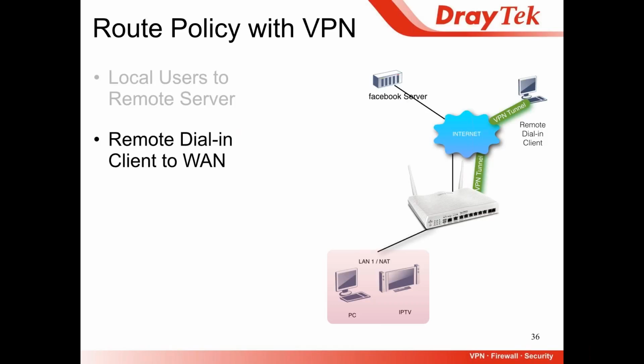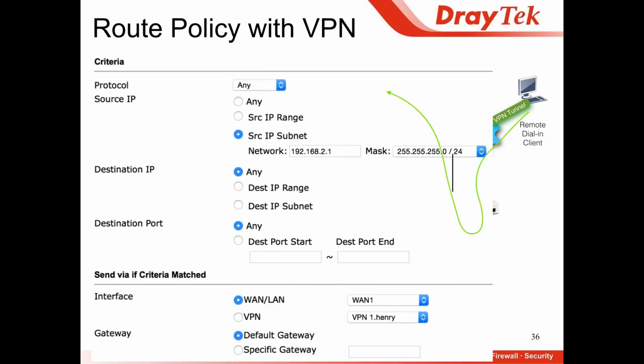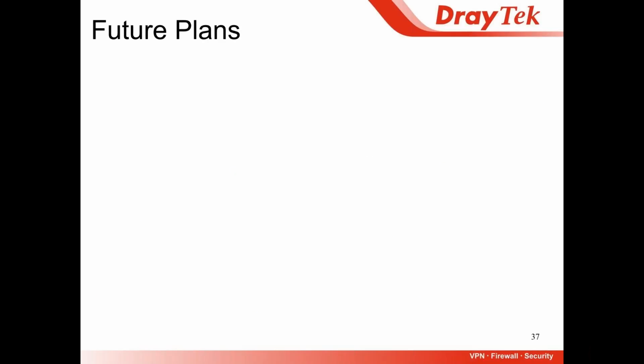Also, you can route remote dialing clients to the WAN. For example, these remote dialing clients want to go to Facebook. Like in China, Facebook is blocked. Maybe you're on a business trip to China and you dial the VPN tunnel to home and route the traffic through your home router to the Facebook server, then it will work. So it's the same. Choose your source IP address as your remote dialing client and choose the interface as the WAN. It works. So I'll have a more detailed explanation in the demo.